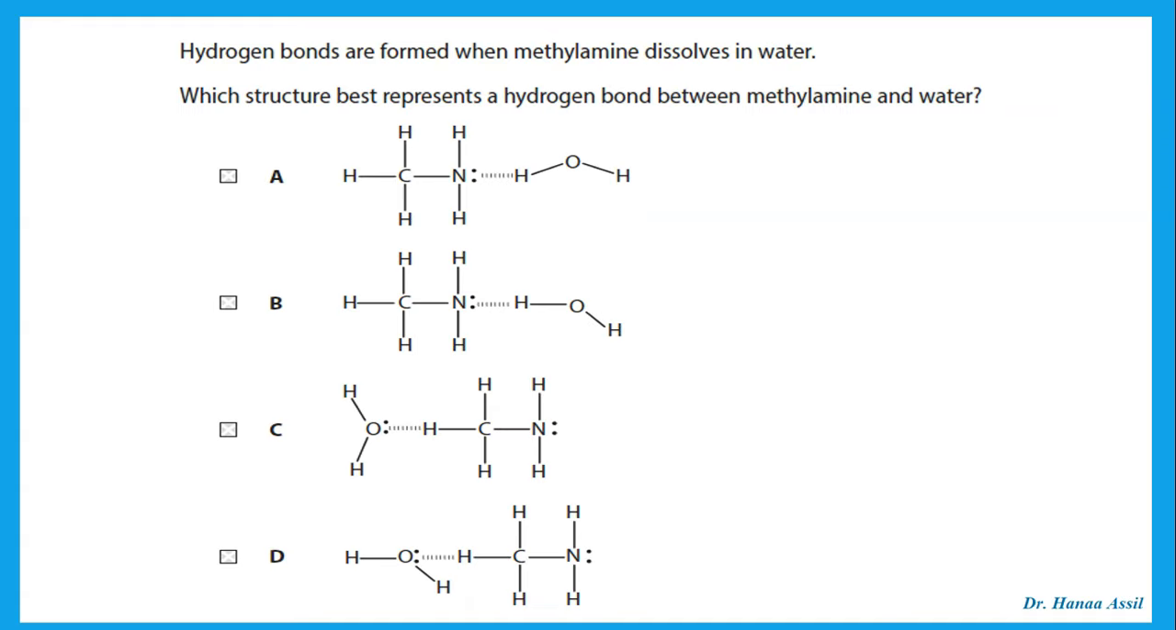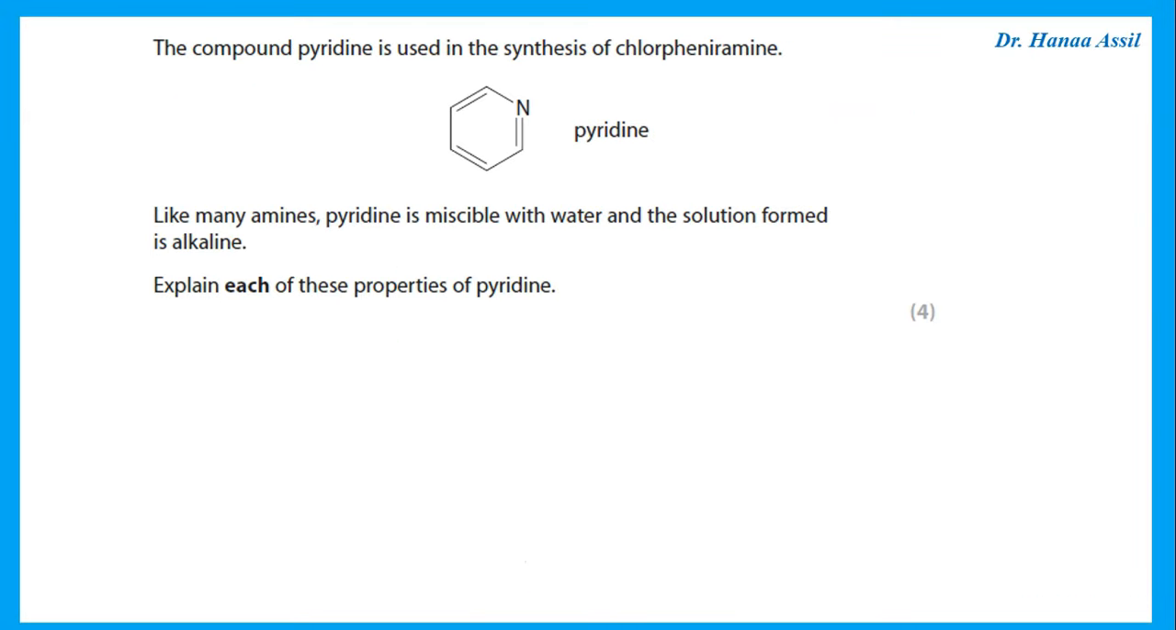Which structure best represents a hydrogen bond between methylamine and water? Of course, we said the hydrogen bond will be with the nitrogen, not with the hydrogen of the amine. So C and D are wrong. My choice is A or B. Of course, the answer is B because the hydrogen bond has to be linear.